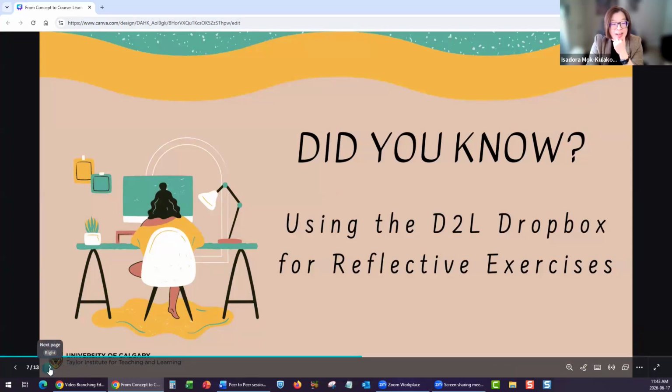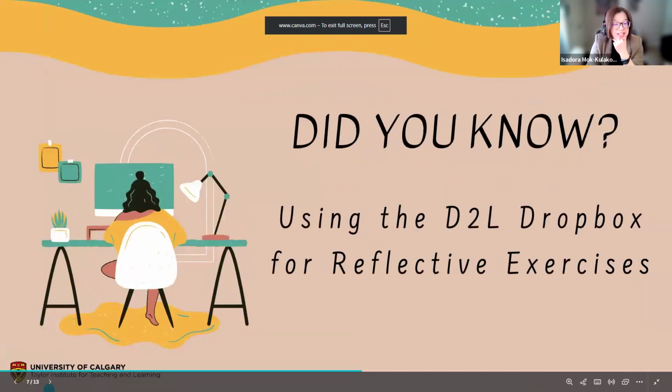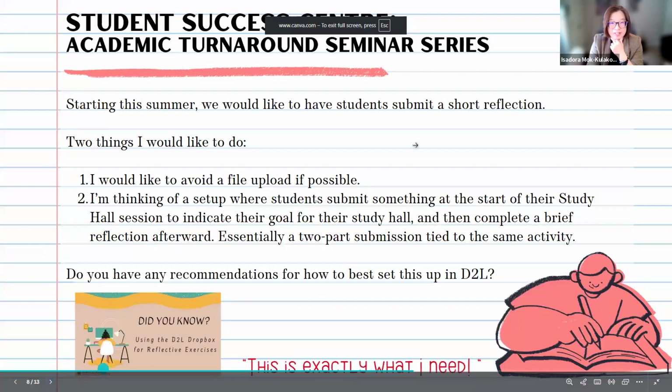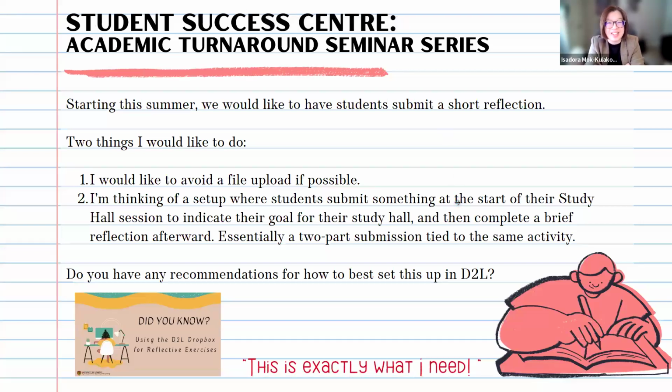And recently, I got another email from a colleague from the Student Success Center. They have the Academic Turnaround seminar series. This is what she wrote in the email: Starting this summer, we would like to have students submit a short reflection. Two things I would like to do. I would like to avoid a file upload if possible.